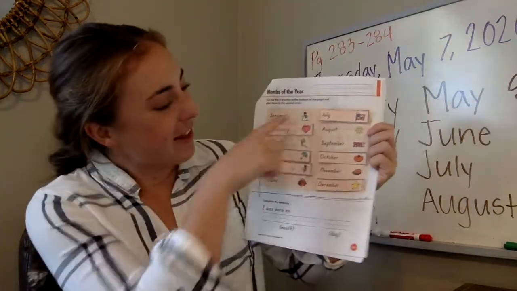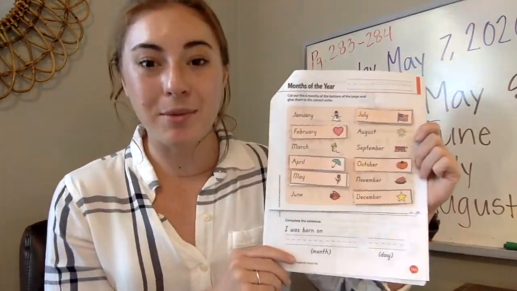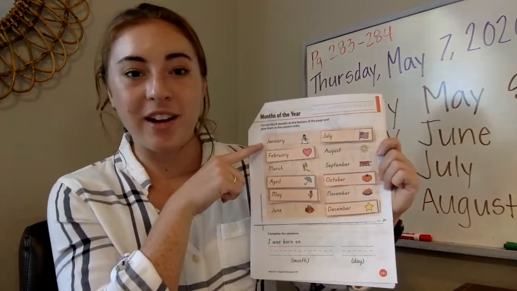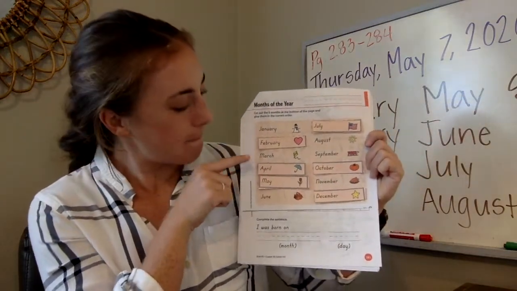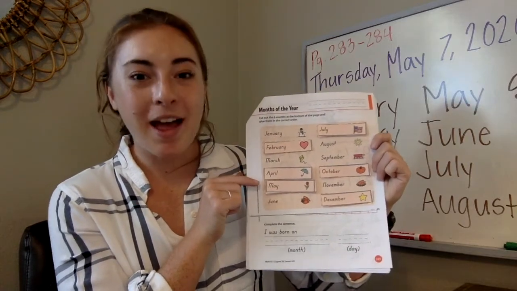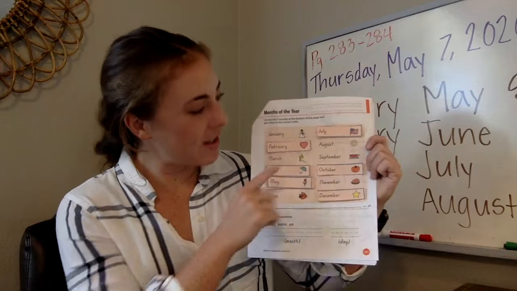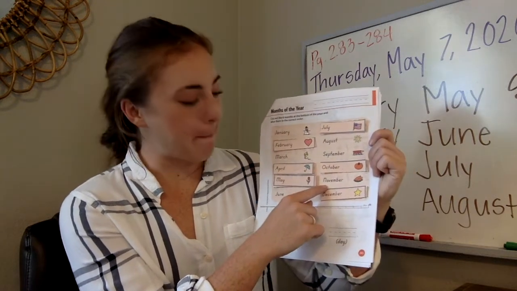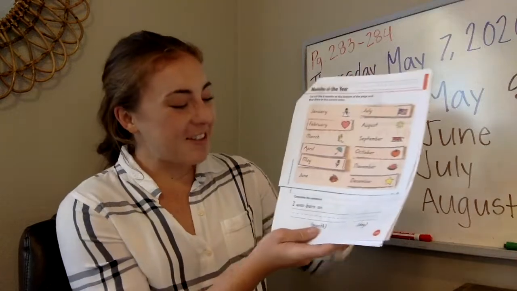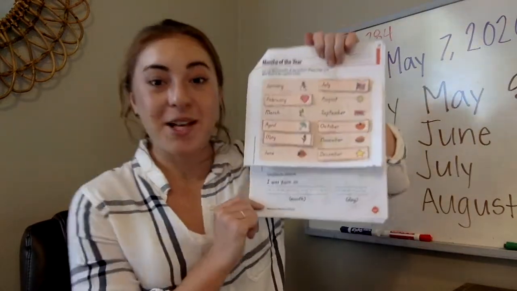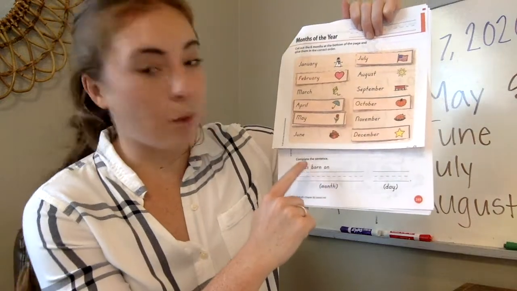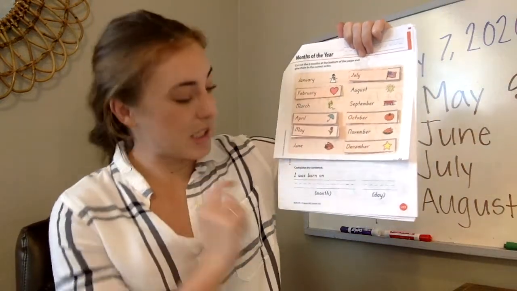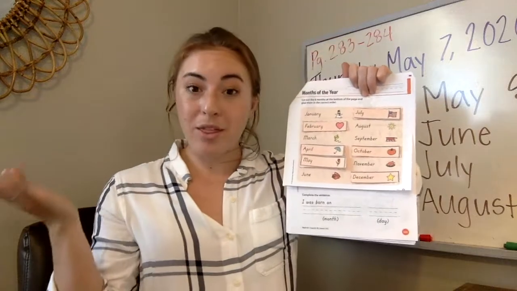Good job. So now that we've taped all our months, let's review them one more time. Ready? January, February, March, April, May, June, July, August, September, October, November, December. And at the very bottom, you get to write your birthday. So if you look closely, it says, I was born on, and first you're going to put the month. So what month were you born in? I was born in February.